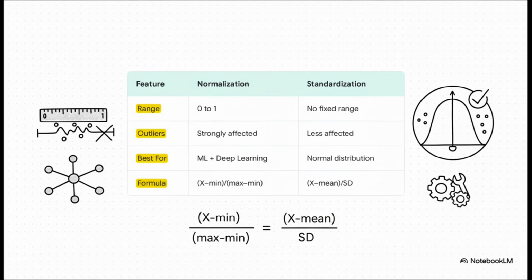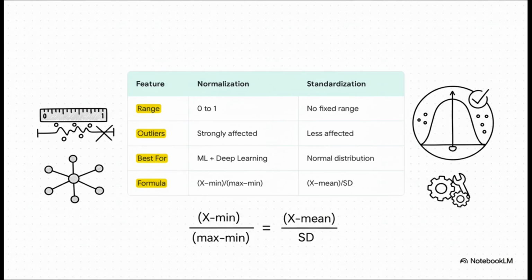And that brings us to a super common point of confusion: normalization versus standardization. This table really breaks down the key differences. The big thing to remember is that normalization squishes your data into a fixed 0 to 1 range and is really sensitive to outliers. Standardization, on the other hand, rescales your data so it has a mean of 0 and a standard deviation of 1. It doesn't have a fixed range, but it's much less bothered by outliers.